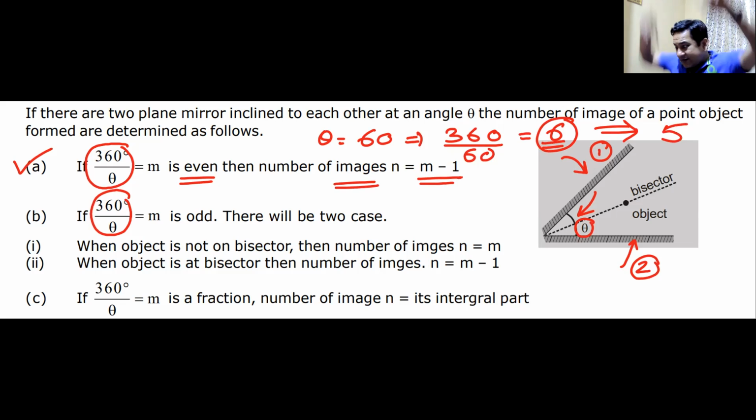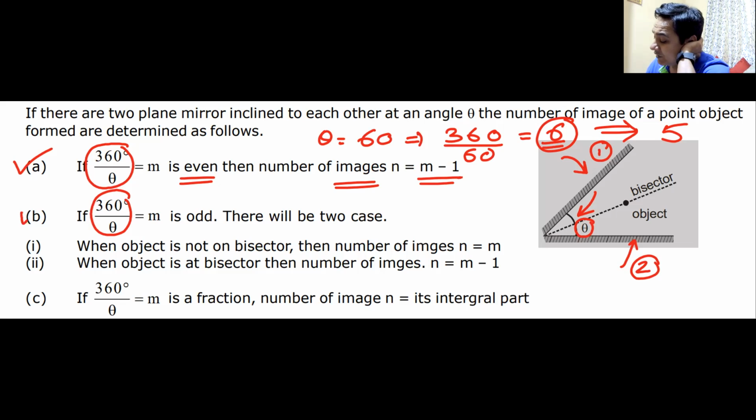Do we understand this? If I divide 360 by 60 and I get an even number, the number of images will be 1 less than that even number. If that even number is 2, images will be 1. If that even number is 4, images would be 3. If that even number is 6, images would be 5, and so on. Do we understand this?